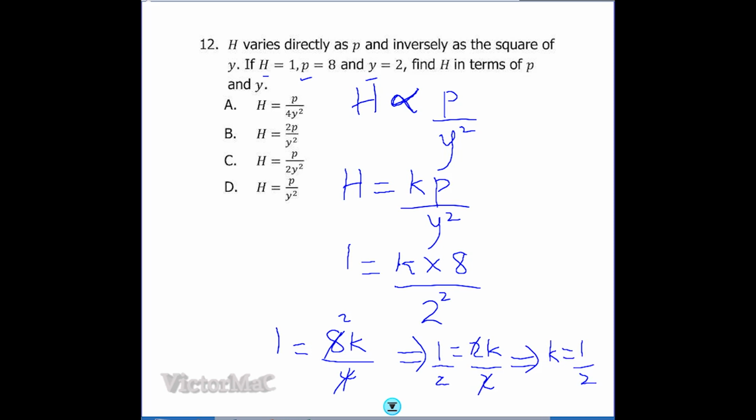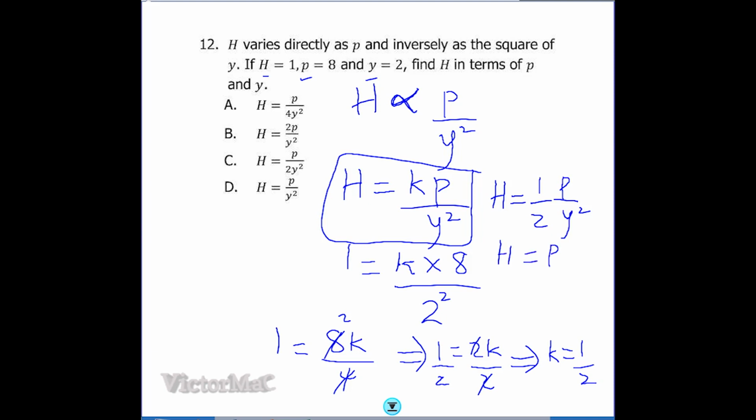Having known this, we'll substitute back into this equation. So we have h equals 1 over 2 multiplying p over y squared. So we have 1 times p is p, and then 2 times y squared is 2y squared. So the correct option here for the relationship between h, p and y, or finding h in terms of p and y, is option C.